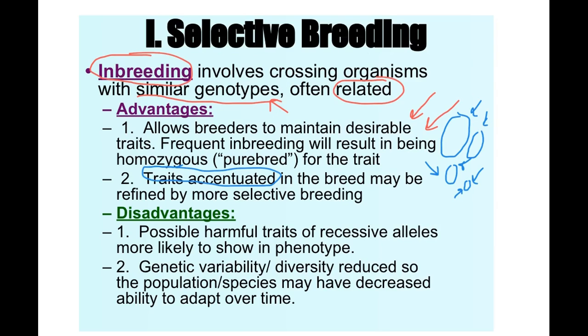Disadvantages: harmful traits from the recessive alleles. Frequent inbreeding makes the offspring less healthy. They're more likely to have disease. And the opposite of outbreeding, genetic diversity or variability is reduced. So in wild populations, they have a decreased ability to adapt over time if there's some sort of environmental change. And that'll be in evolution.